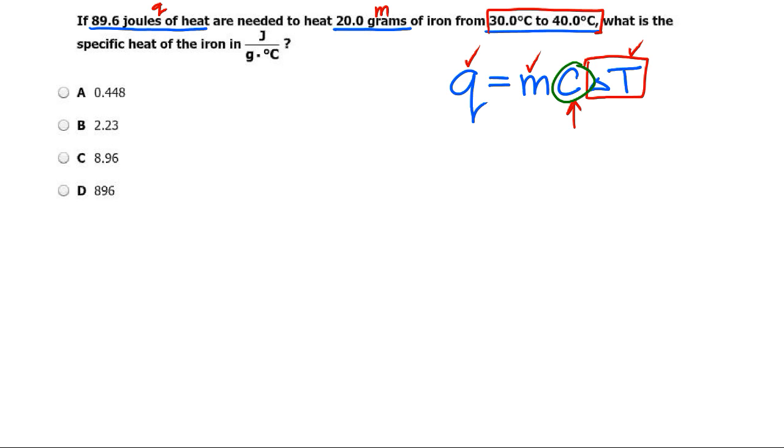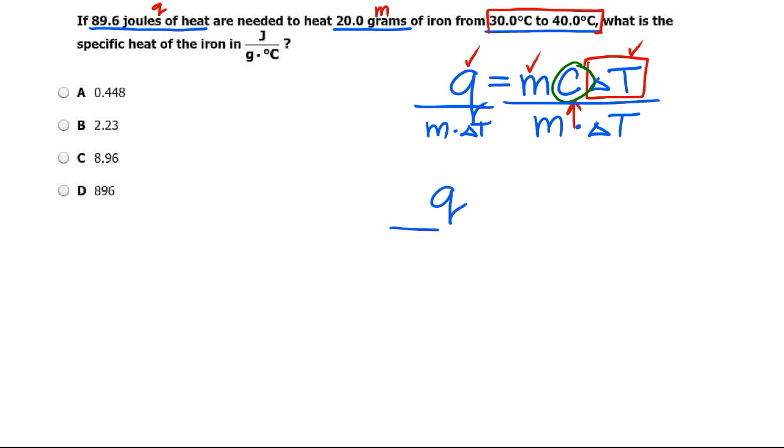To get the specific heat constant alone for iron, in order to solve for it, we need to get the C variable by itself. That means we're going to divide both sides by m delta T. Doing this, we get Q divided by m delta T equals C. And we're going to go through and make sure everything else is standard.